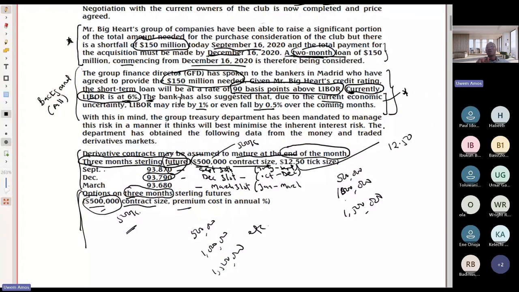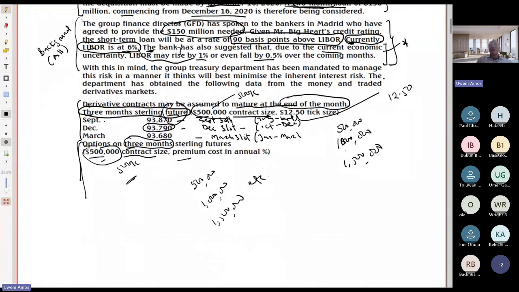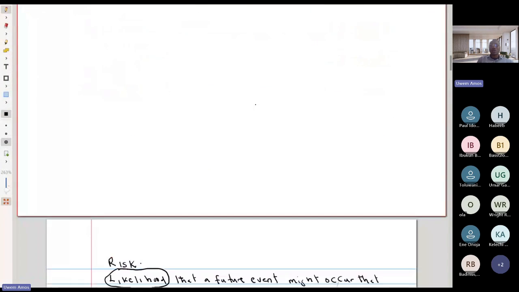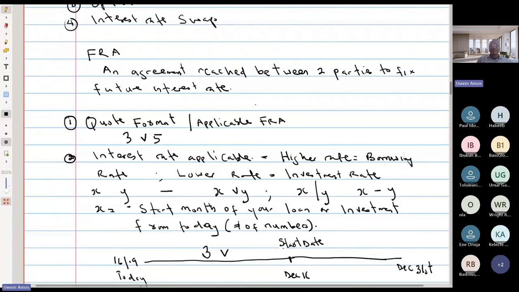So between now and when Mr. Bighart intends to borrow, there's that fear. Mr. Bighart intends to borrow December 16. Today is September 16 from our question. There's that fear that LIBOR might rise by 1% or fall by 0.5%. So 2 possible outcomes. If it rises by 1%, what will be the total? 6 plus 1, 7. If it falls by 0.5%, 6 minus 0.5, 5.5. So let's look at what our decision would be with an option based on those 2 scenarios.